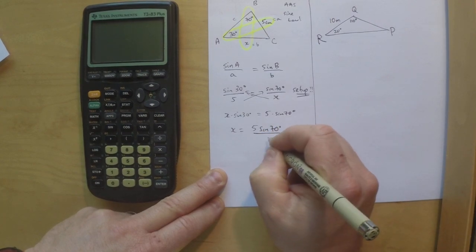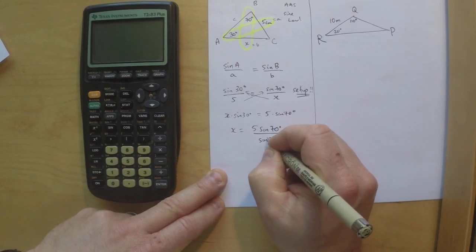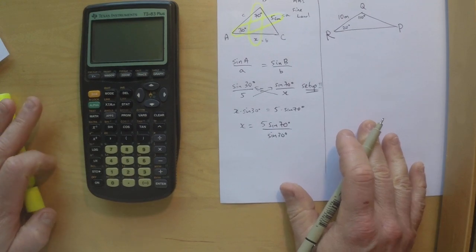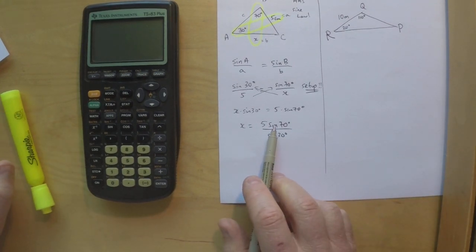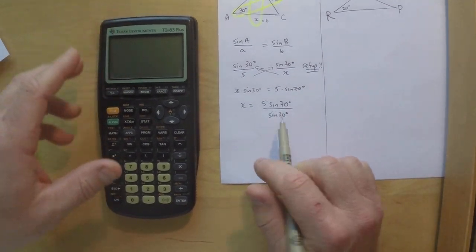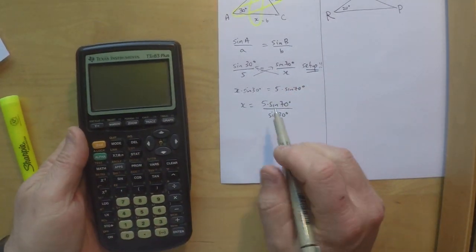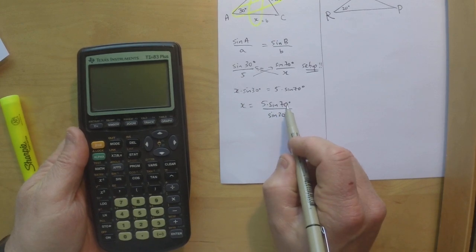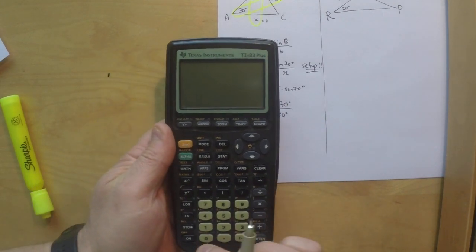So you end up with this. Now be really careful with this. You never ever ever cancel out the sines. Never ever ever. All you can do is just go to your calculator. And the answer is whatever 5 times sine 70 is, divided by sine of 30.